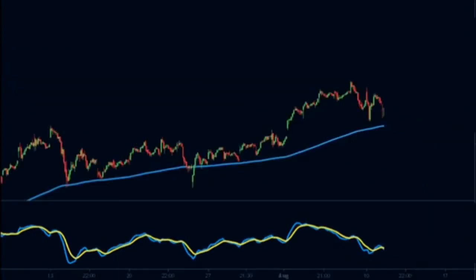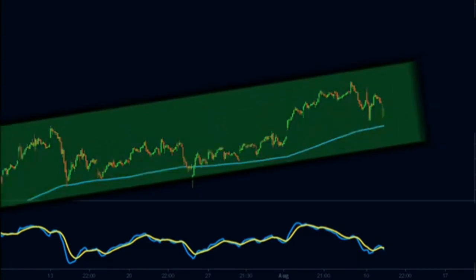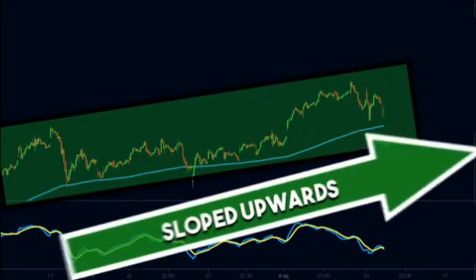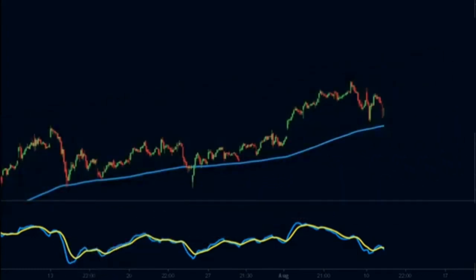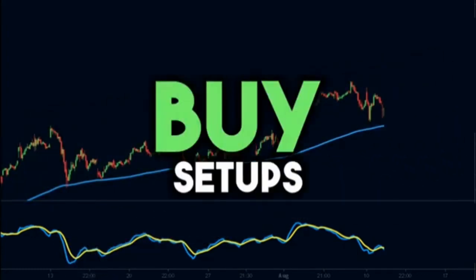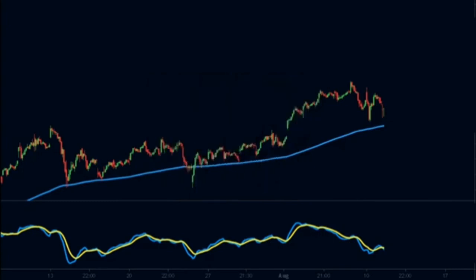Let us now look at the buying setup. Here we have the NVIDIA stock on a 30-minute time frame. Here we can see that the price is trading above the 200-period EMA, and the EMA is also sloped upwards. This means that the stock is in an uptrend, and we will only look for buying setups.